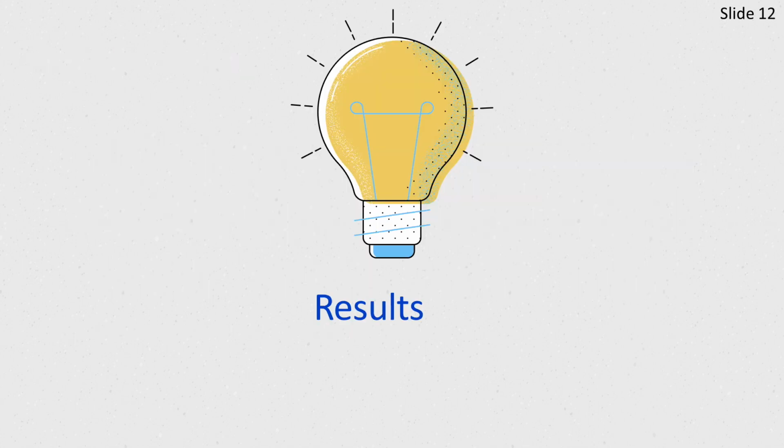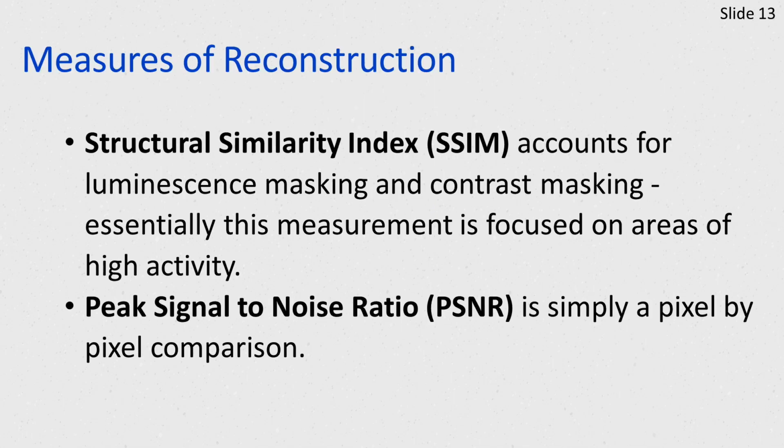To gauge our model's proficiency, we utilize 2 standard measures indicative of image quality: structural similarity index, or SSIM, and peak signal-to-noise ratio, or PSNR. SSIM accounts for luminance masking and contrast masking. Essentially, it focuses its measures on areas of high activity. PSNR is simply a pixel-by-pixel comparison.